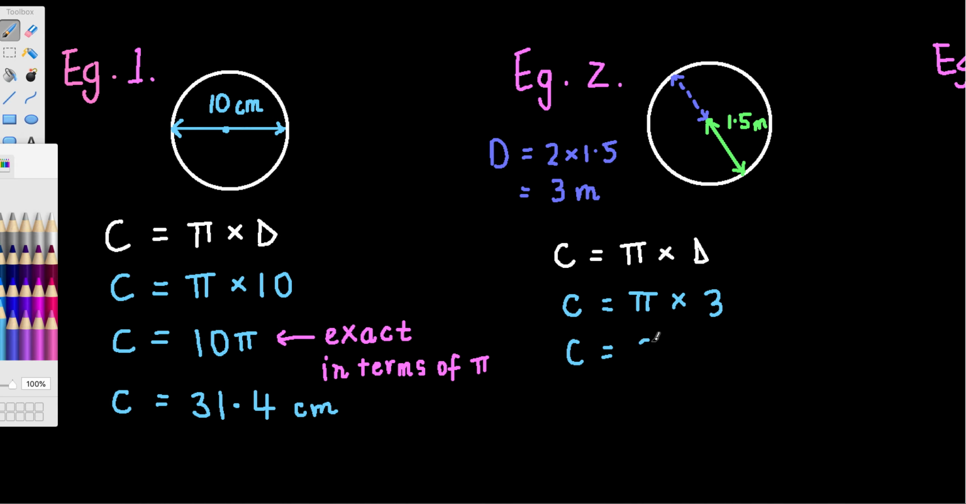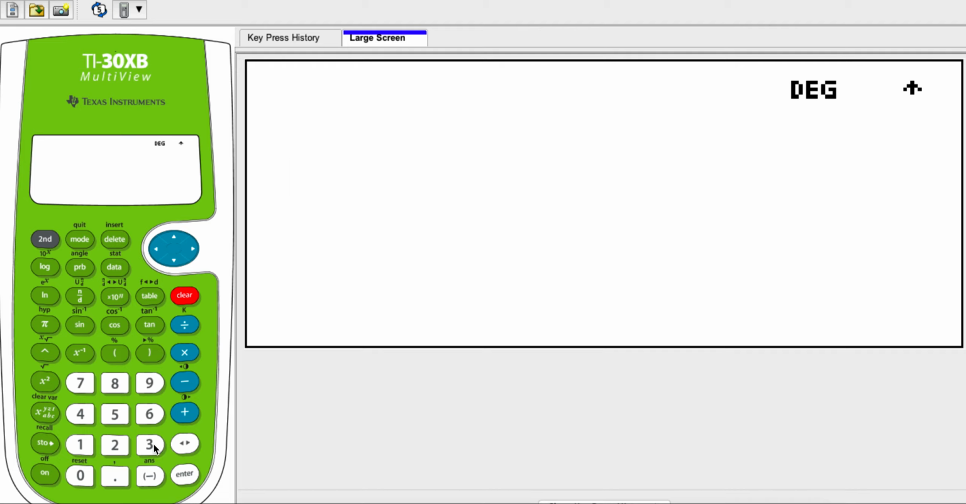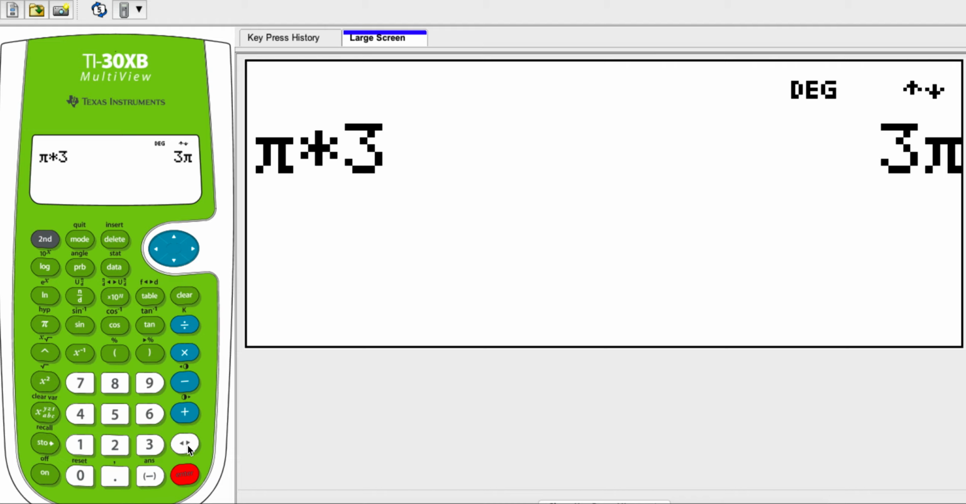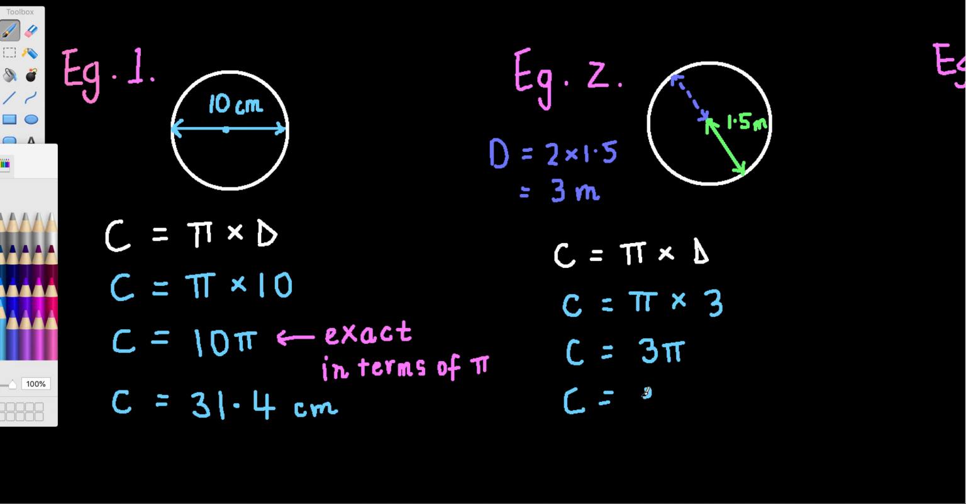So when we do this, it'll say that the answer is 3 pi. That's an exact answer, but approximately we're going to find it. So I'll just clear that. We do pi times 3, and we see 3 pi, and then we just press our little arrow button. So 9.4 to one decimal place. Okay, and that's in metres this time, since the radius was given in metres. So pause here so you can write that one down.